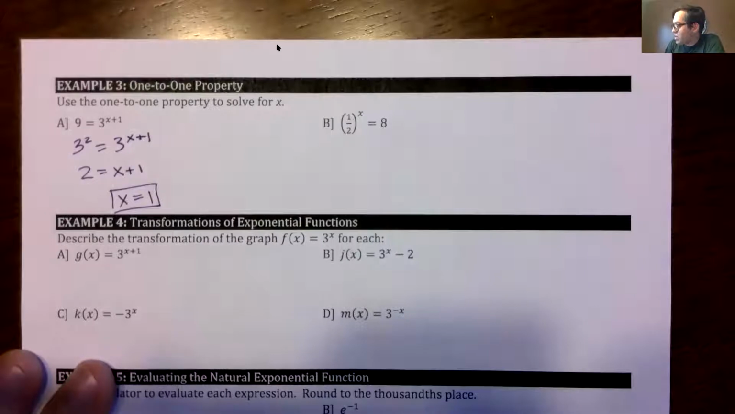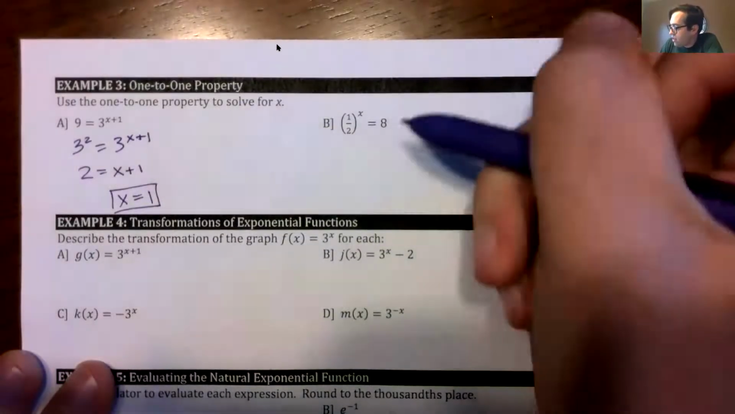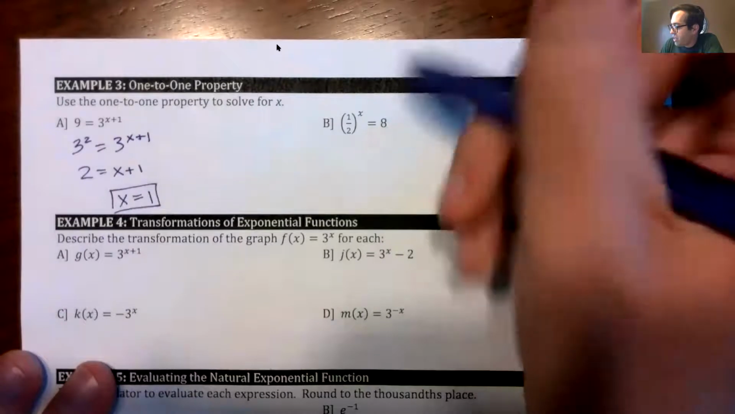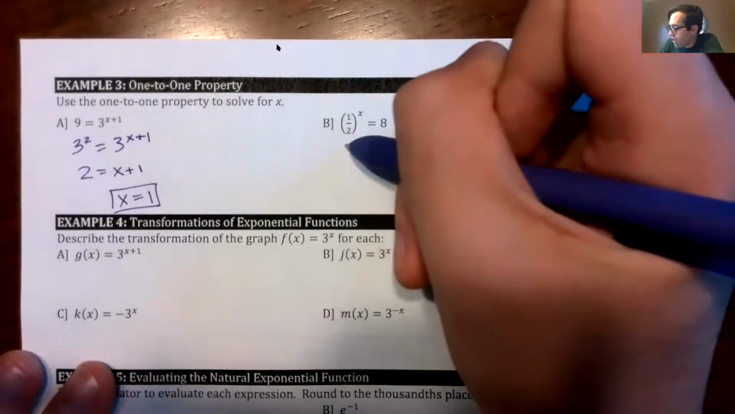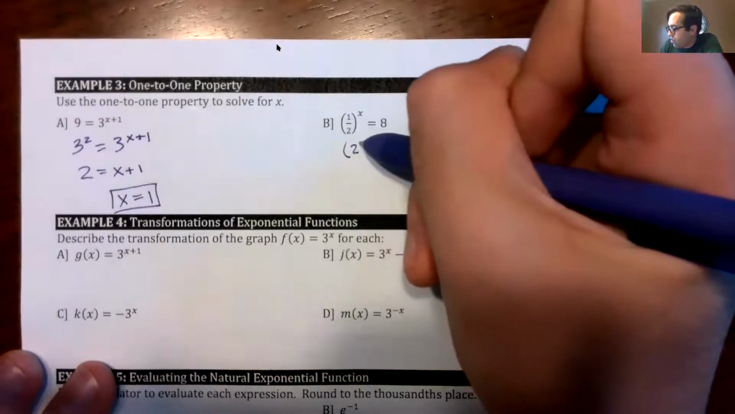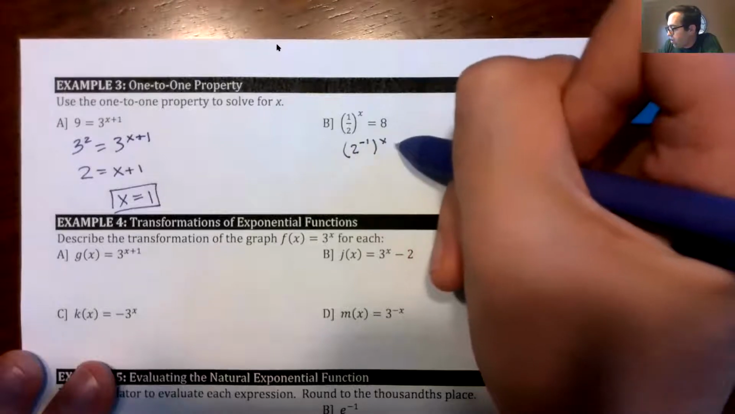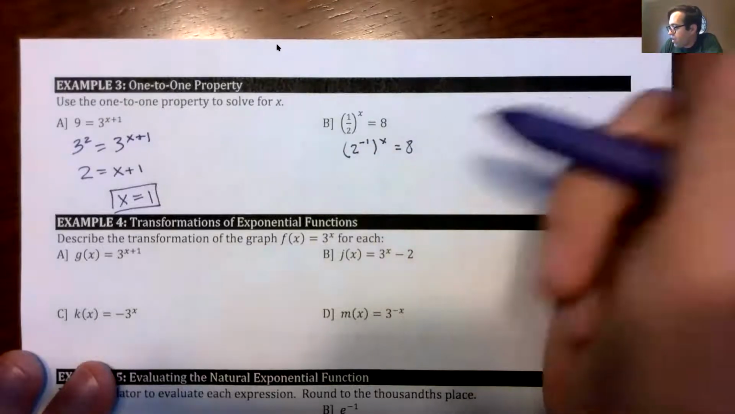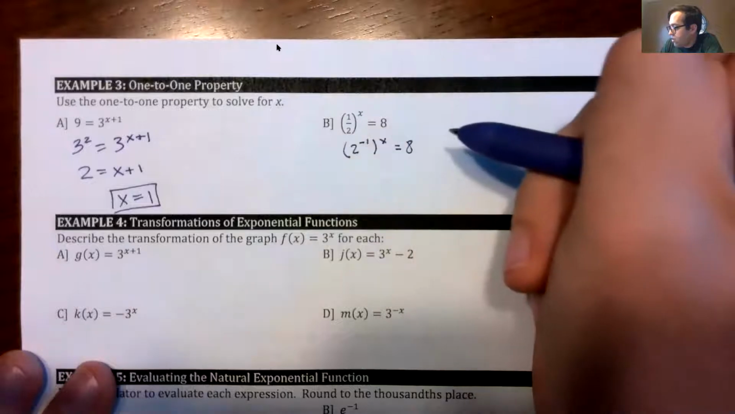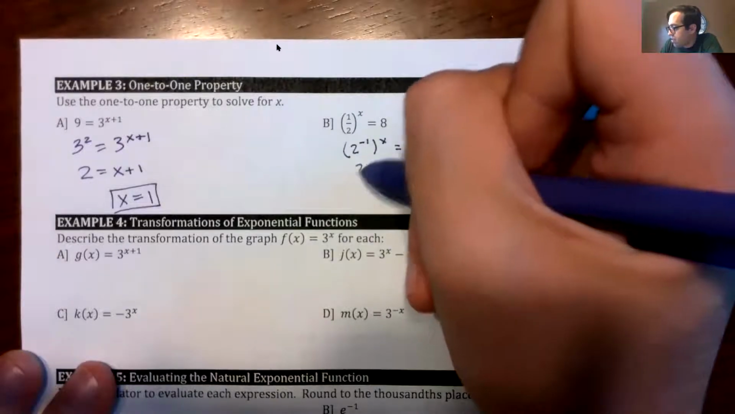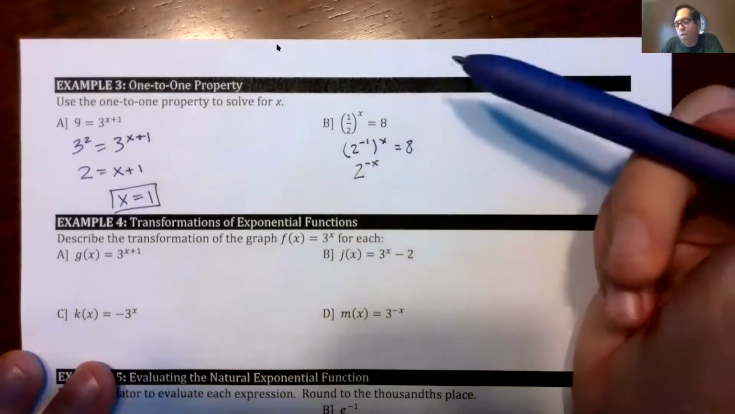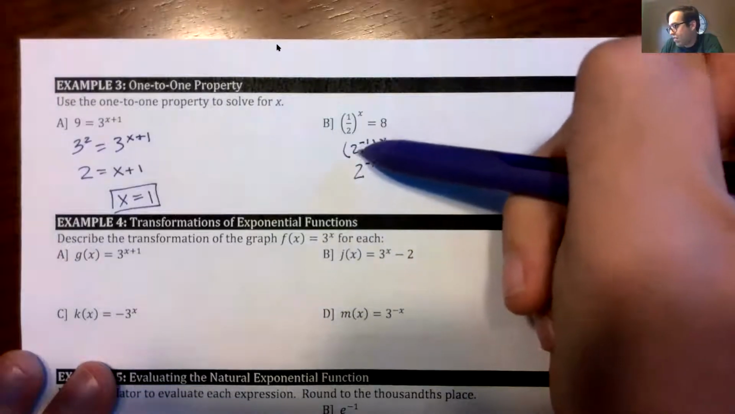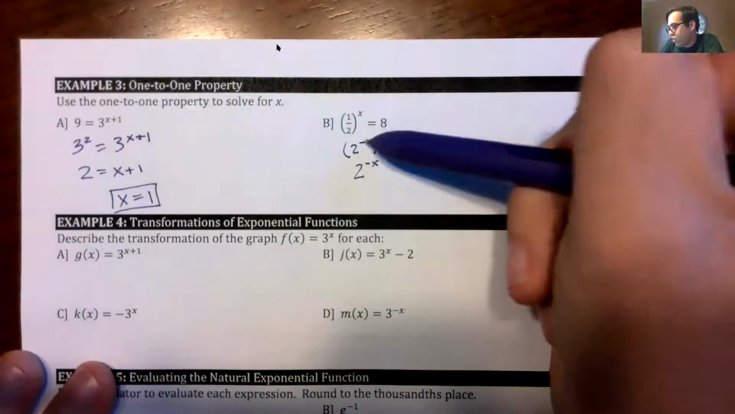I have options here. I think the easiest thing to do is, I'm not going to want to change the 8 into a 1/2. So I'm going to change 1/2 to 2 to the negative 1. And 2 to the negative first to the x is the same thing as 2 to the negative x. That's one of our properties of exponents, that if you have something to a power, you can multiply the powers together.